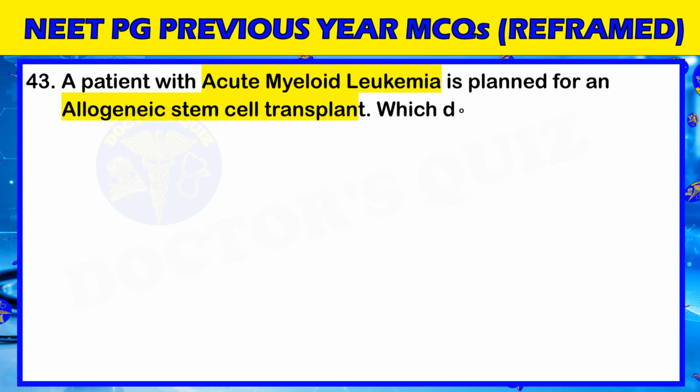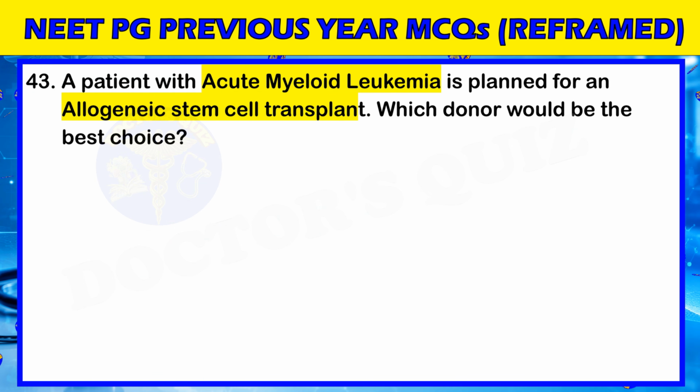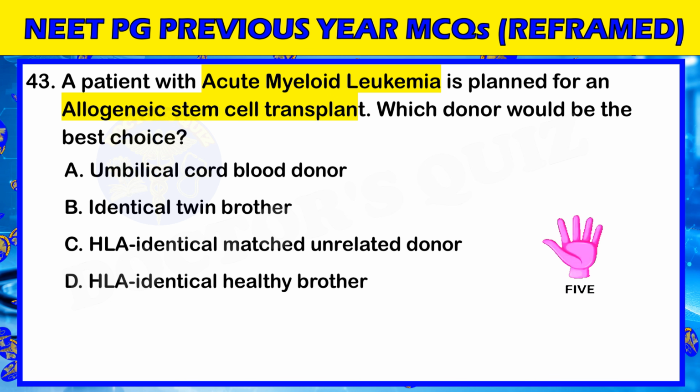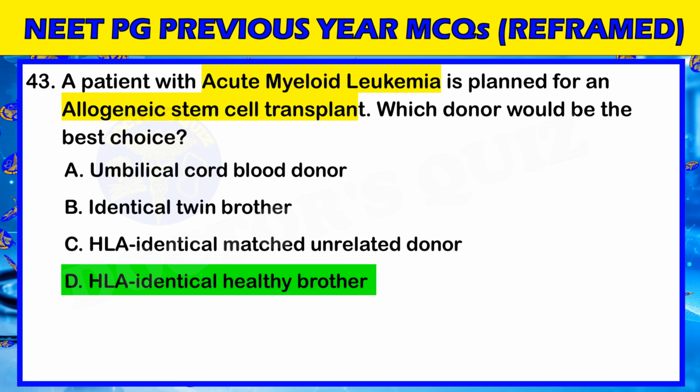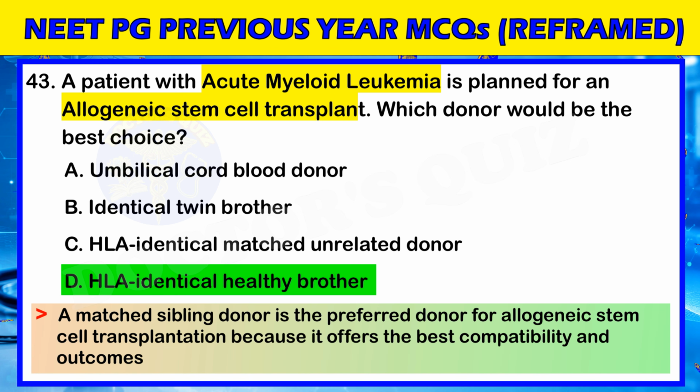A patient with acute myeloid leukemia is planned for an allogeneic stem cell transplant. Which donor would be the best choice? The right answer here is option D, HLA identical healthy brother. A matched sibling donor is the preferred donor for allogeneic stem cell transplantation because it offers the best compatibility and outcomes.